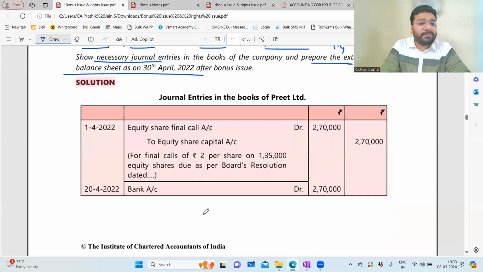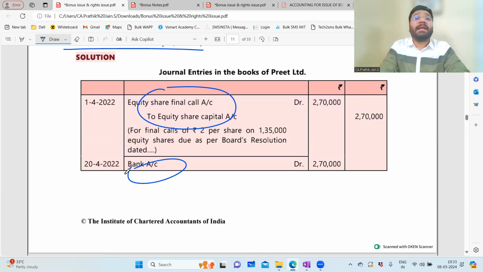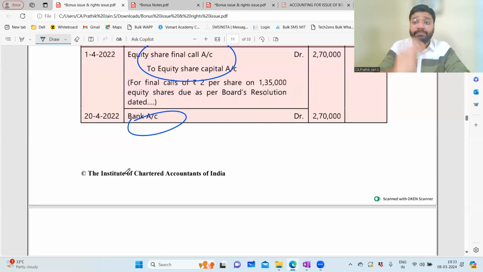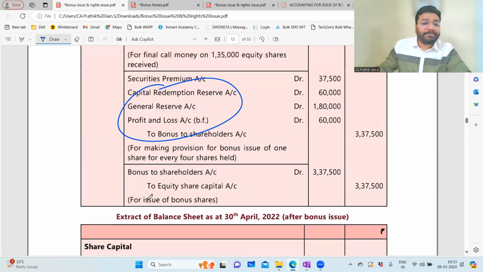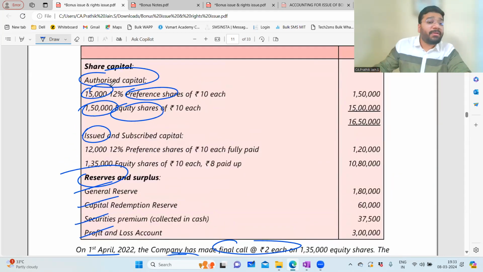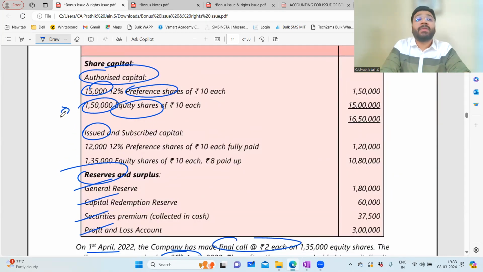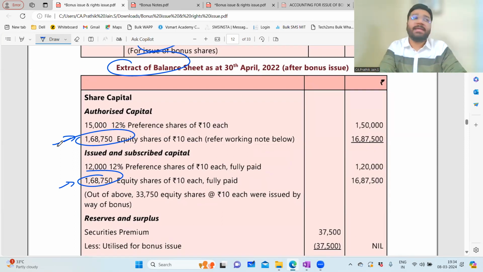Same thing. First you'll make the due entry. The second entry, money is received, so partly paid is converted to fully paid. Case 2. Then what happened? You're passing the two bonus entries. And then extract of balance sheet. Earlier, what is the authorized equity shares? Only 150. But after the bonus issue, the authorized is increased to 168. So this is the same point, only the numbers are different. The feeling is the same.